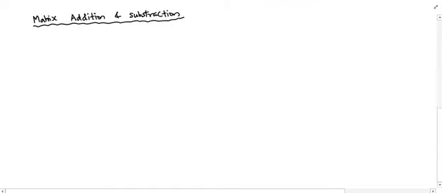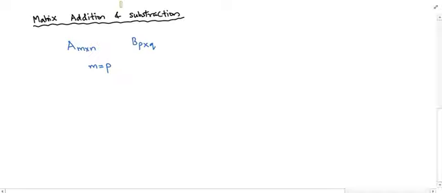Moving on to matrix addition and subtraction. First of all, we should know what the condition is when we can add or subtract two matrices. We cannot add any two matrices in general, but we do have a condition. So what is that condition? If A is a matrix of order m by n and B is a matrix of order p by q, then it is possible to add or subtract them if and only if the number of rows in the first matrix equals the number of rows in the second matrix.